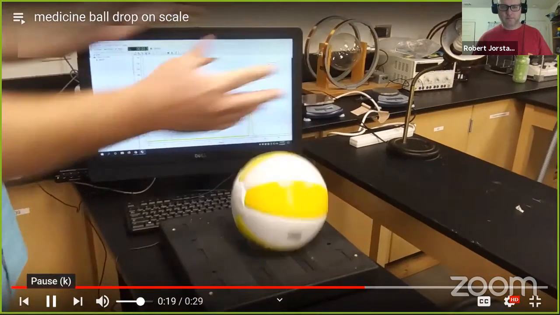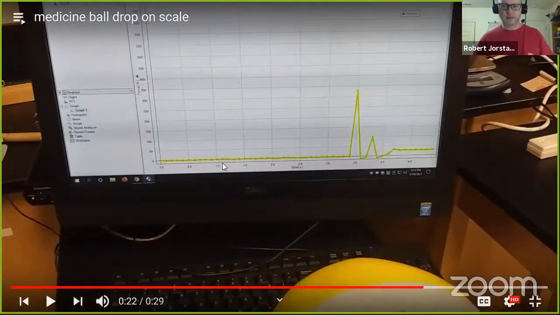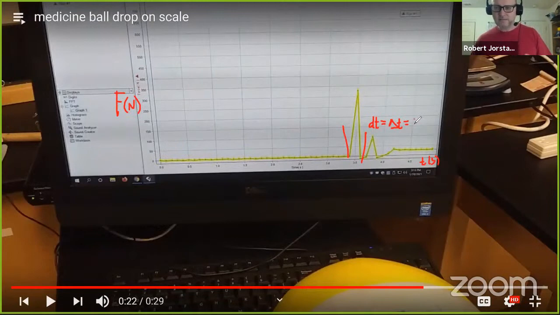Okay, so now the idea here is, again, this is time in seconds. Hopefully you can see this. And this is force in newtons. During the collision, this right here looks like about a change in time. I'll call that dt, or a small time increment, or delta t, however you want to say it. Is that about 0.2 seconds, I think? Something like that.